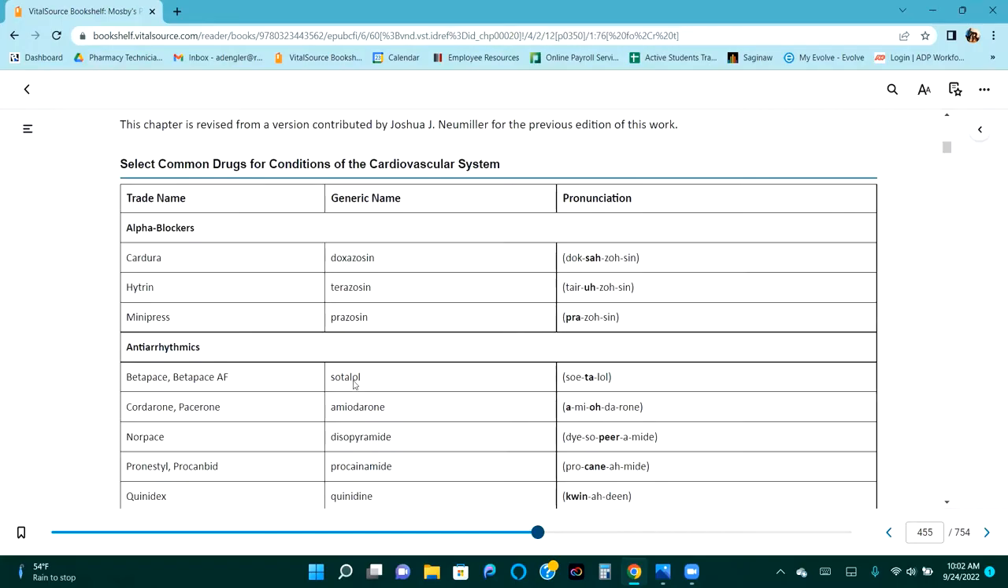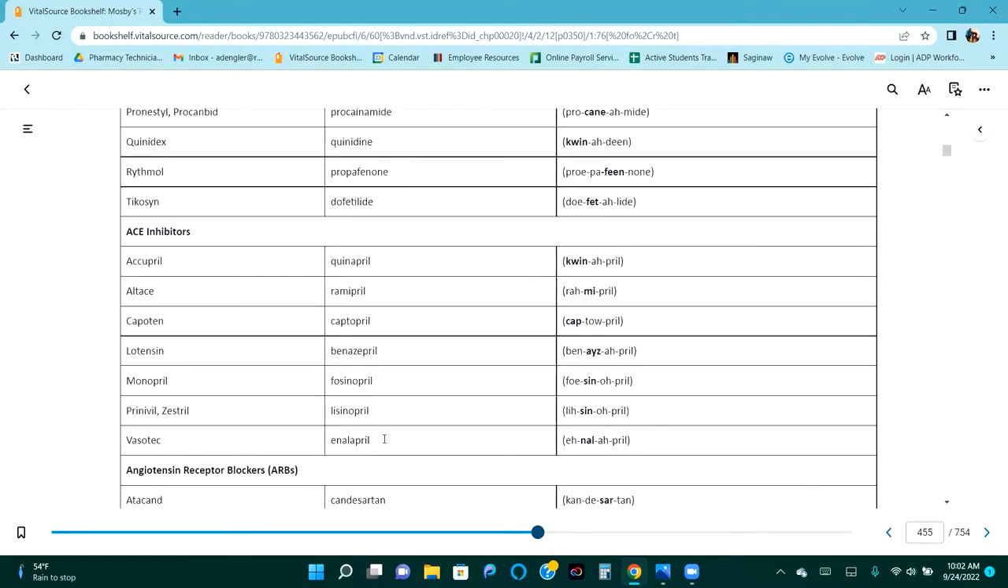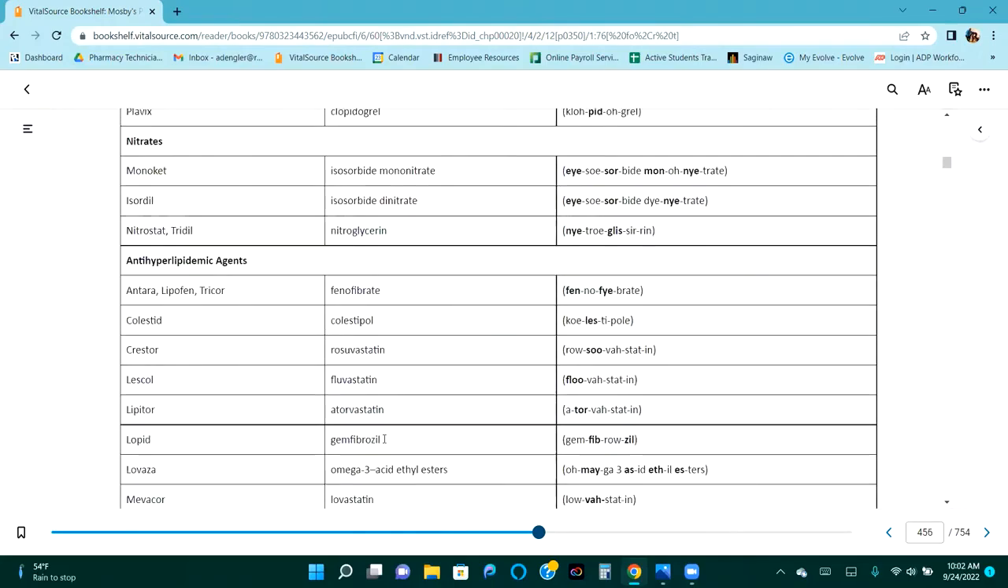This table lists select common drugs for conditions of the cardiovascular system, and of course, all of their pronunciations. We'll also go through those as we progress through the chapter.